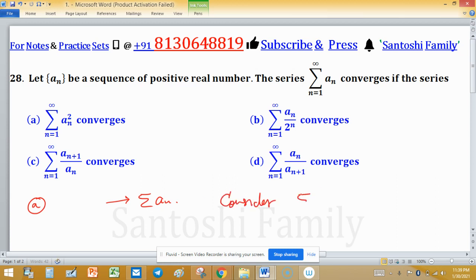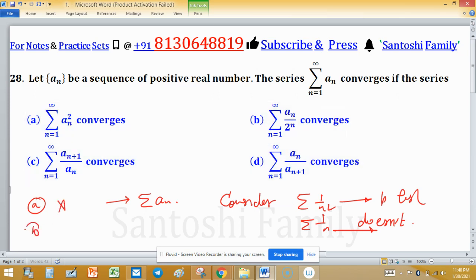Consider summation 1 upon n squared. This converges by the p-test, but summation 1 upon n doesn't. We all are familiar with this. This is not convergent. You can approach this by either the definition or the Cauchy nth test. So option A is not the right choice.